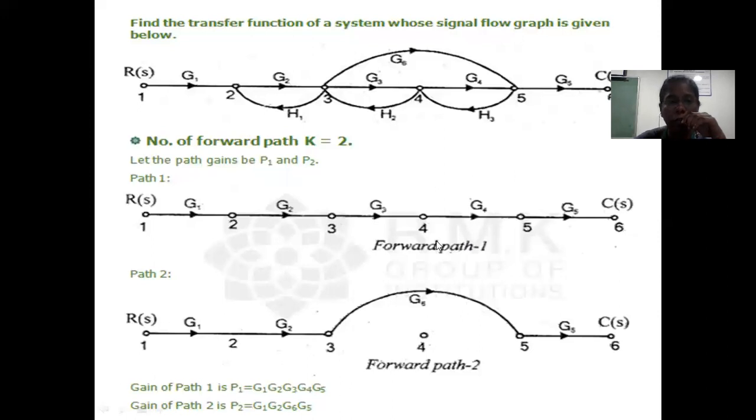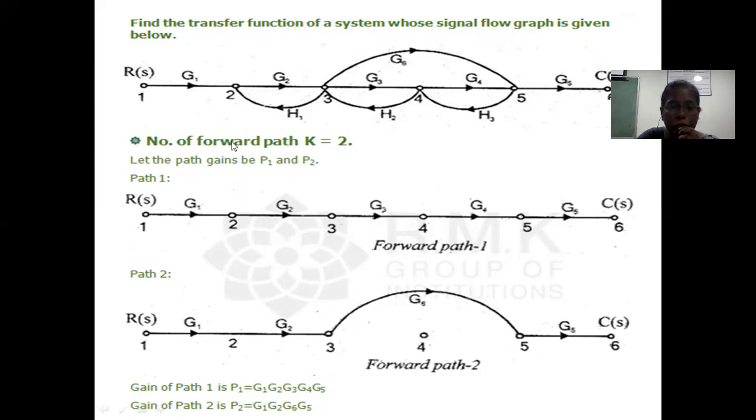For this forward path, we have to find out the gain. That is actually P1. You can see the first forward path gain is P1, because in order to get the gain, we have to get the product of all the gains in that particular forward path, right? In this forward path, the gains are G1, G2, G3, G4, and G5. So therefore, G1, G2, G3, G4, G5 will be the gain of the first forward path.